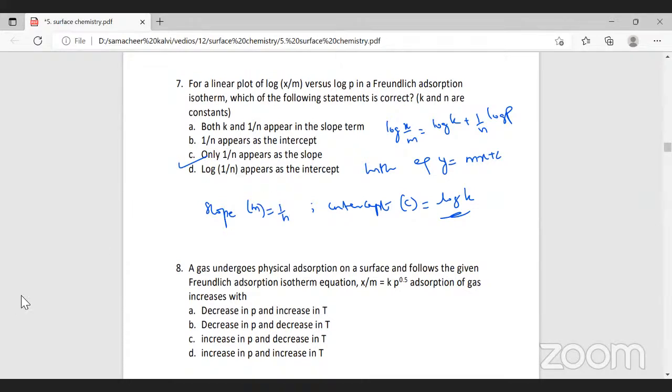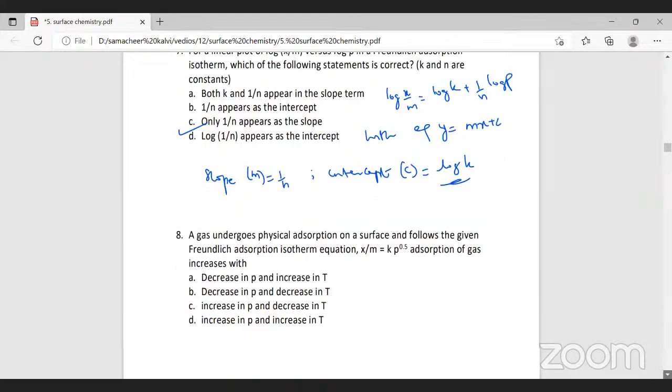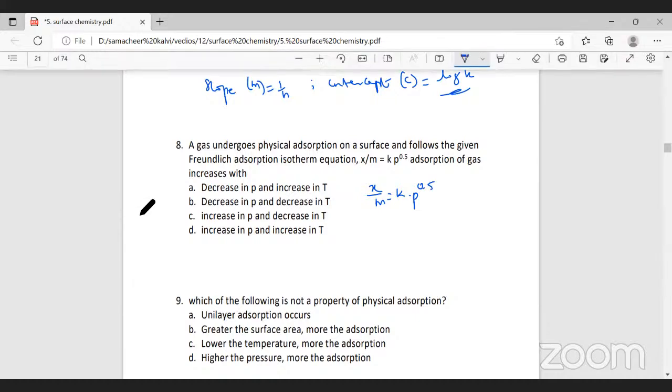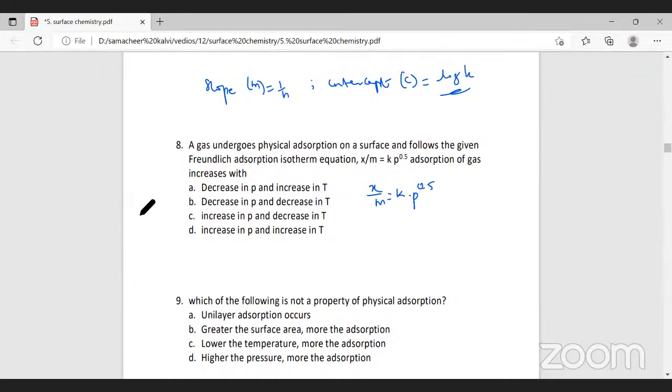The next question. A gas undergoes physical adsorption on the surface and follows the given Freundlich adsorption equation, x by m is equal to k into p to the power 0.5. The adsorption of the gas increases with decrease in pressure, increase in temperature, decrease in pressure and decrease in temperature, or increase in pressure and decrease in temperature.